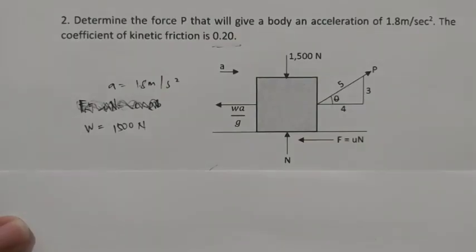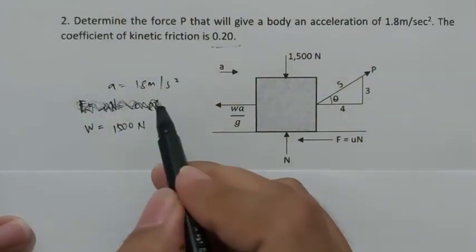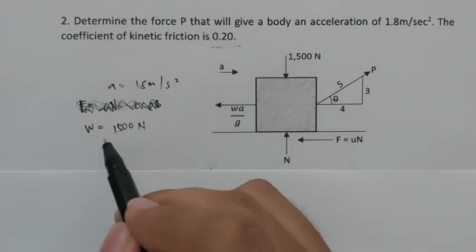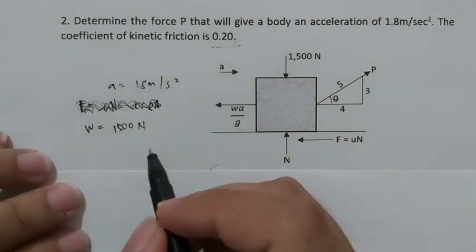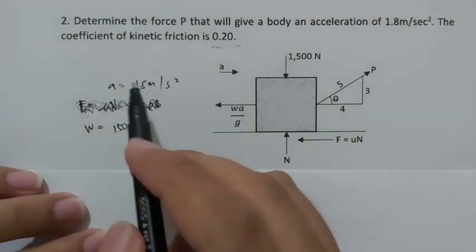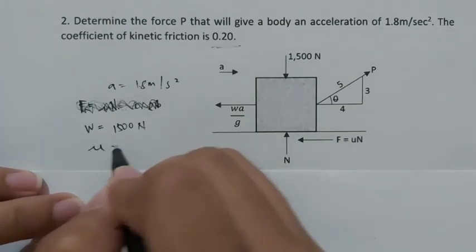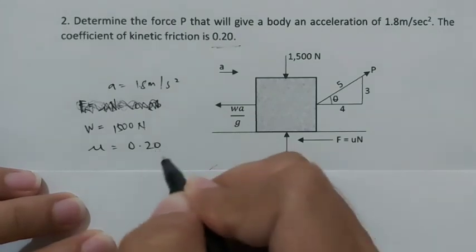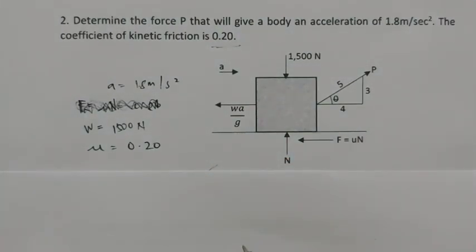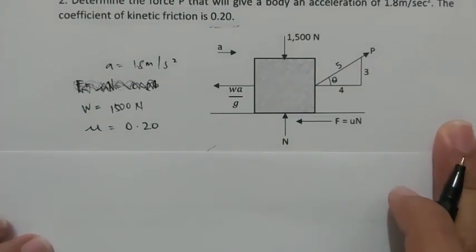Determine the force P that will give a body an acceleration of 1.8 meter per second squared. The coefficient of kinetic friction is 0.20. We are given the acceleration, which is 1.8 meter per second squared, the weight, which is 1,500 Newton, and the coefficient of kinetic friction, mu, which is 0.20. In this problem, we can use summation of forces.